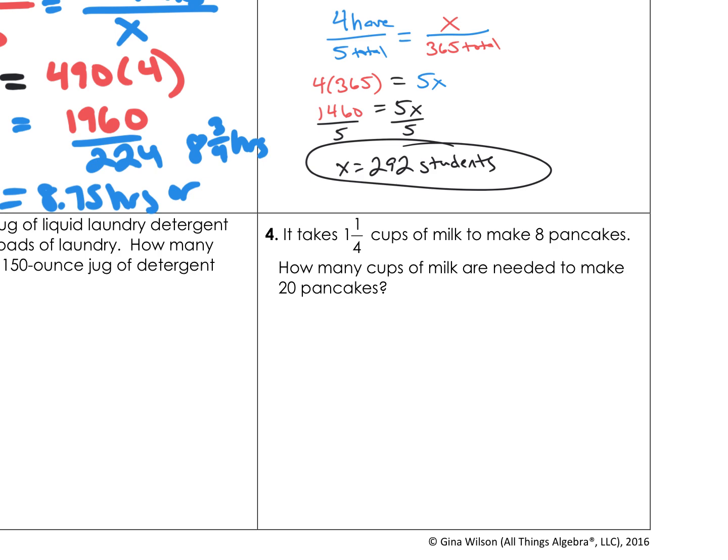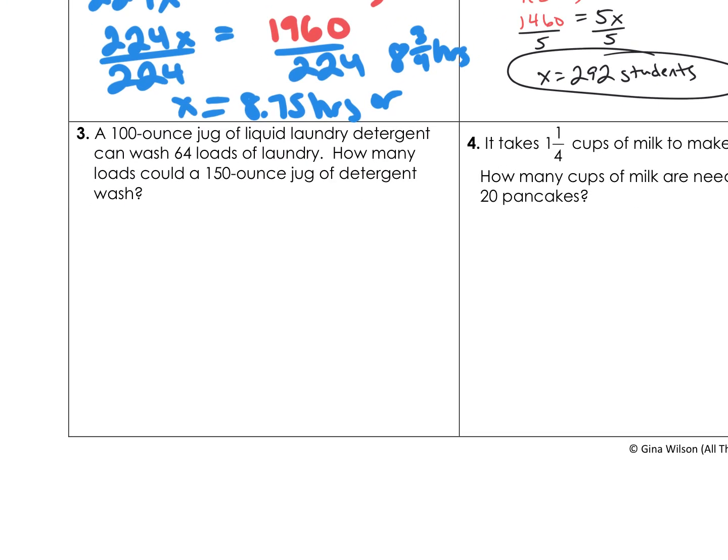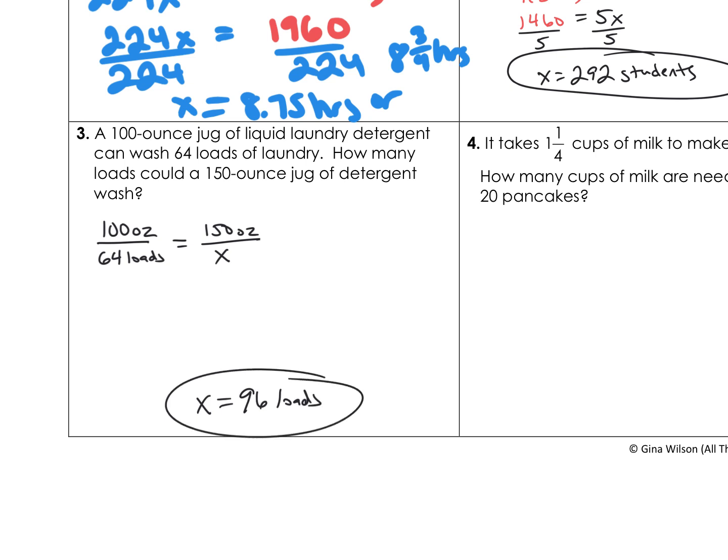All right, so if you want to pause the video and try the next two on your own, I'm just going to set up the proportions and then also give you the answer. Now remember, with proportions, you could flip them around, but I typically set them up in the order that they're given. So go ahead and pause the video and then you can check your work. This one is, we have a 100-ounce jug to wash 64 loads. And we have a 150-ounce jug, and we want to know how many loads that could wash. In the end, x is equal to 96 loads of laundry.